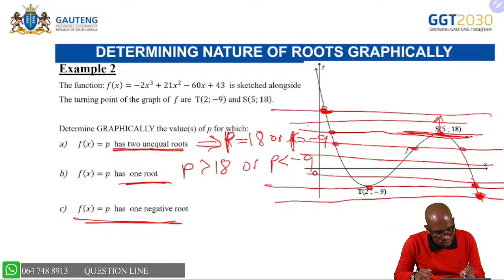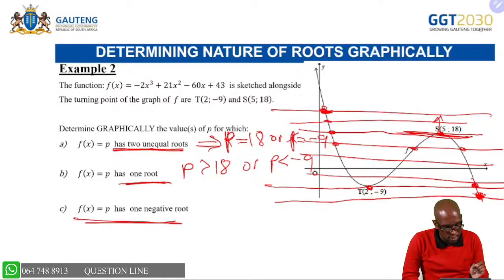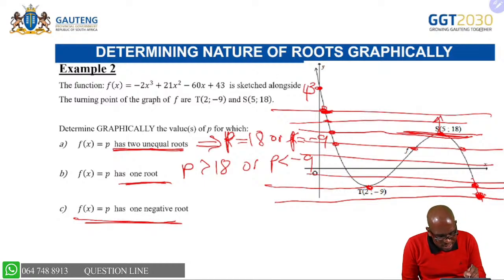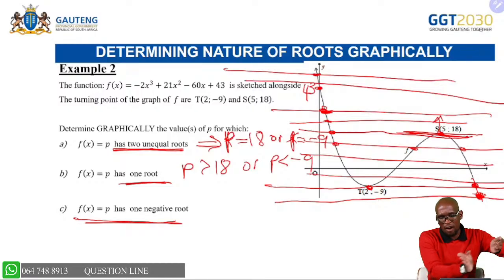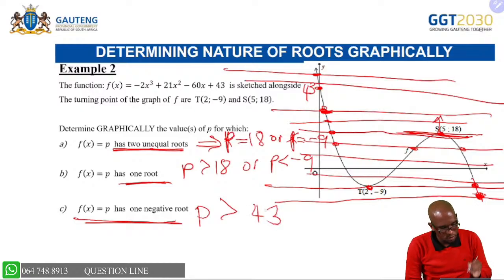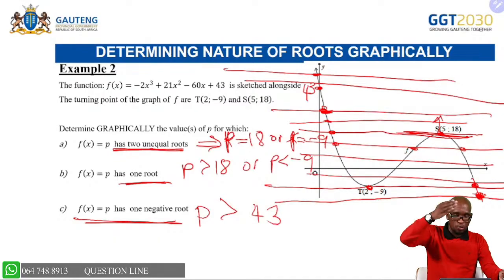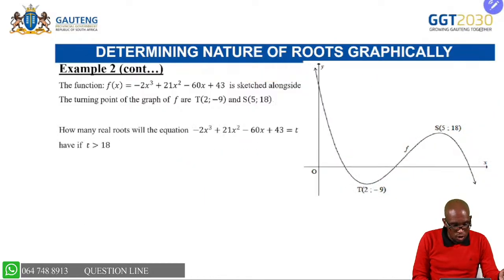All 3 are on the positive x-axis, or you have 1, but that 1 root is on the positive x-axis. But if you focus on now 43 here, the y-intercept, if you put the line just above the y-intercept, what do you see? It now cuts the graph on the negative x-axis, which means that P now should be greater than 43. Moving very quickly through this, but it is the same concept. It's just that now we are applying it with third degree functions. Right, I'm going to move on.